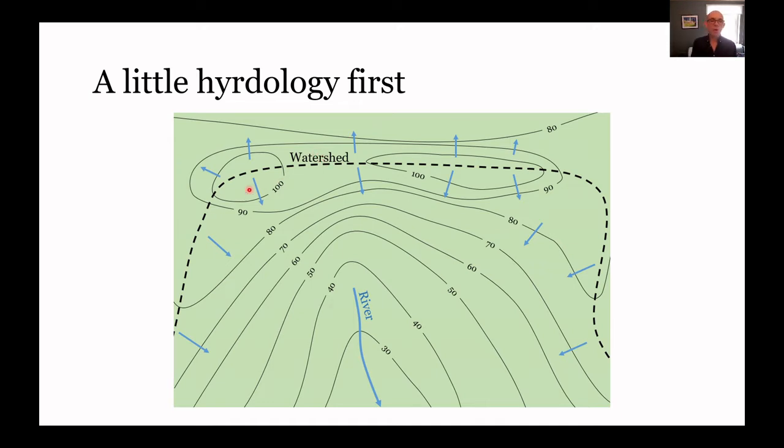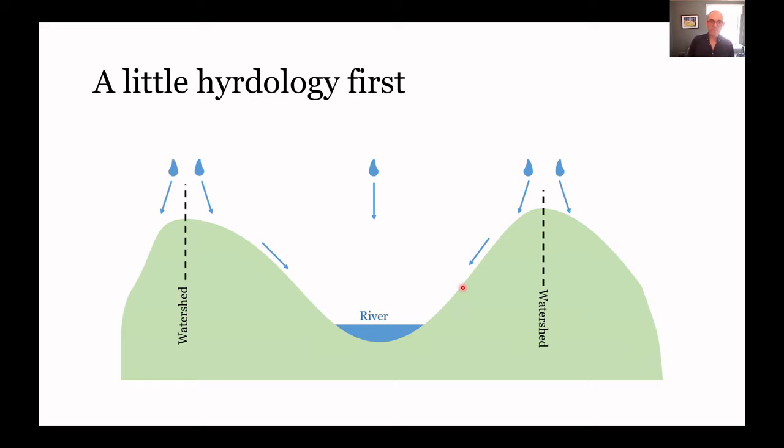So this tells us which areas are going to be contributing water to the river. All of these will not be contributing water to this river. All of this area will be. And we can see that in profile here. So we're now going to be stepping towards a representation of this as a raster DEM.